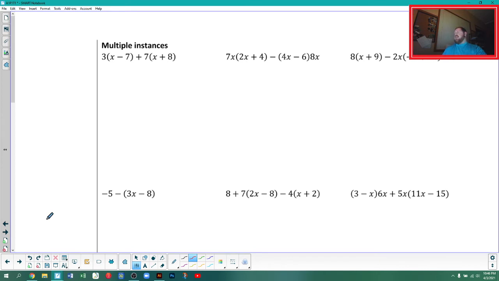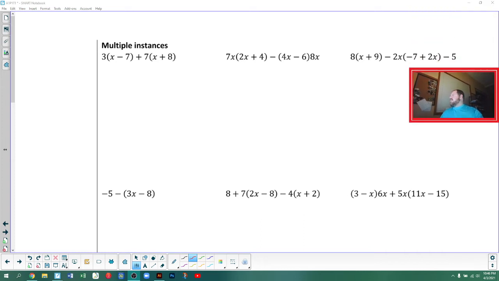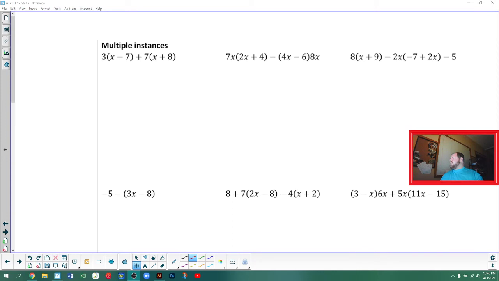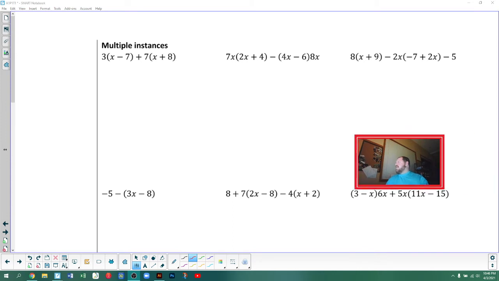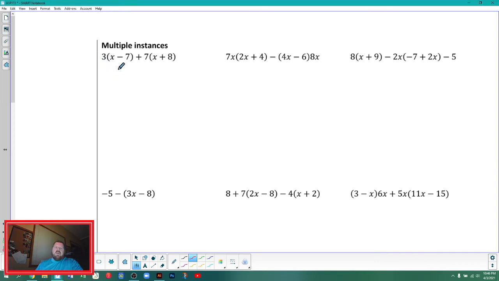Sometimes I'll have a simplifying expressions problem with multiple variables involved. Let me just get something done here real quick so we can see a little bit. I'm going to move me over here. This isn't as important.